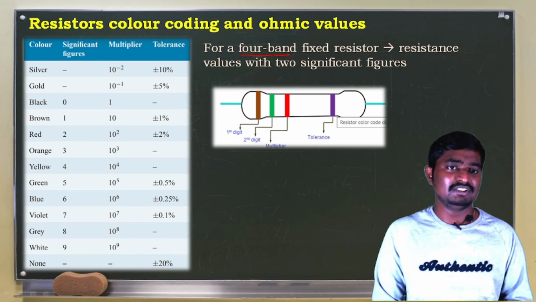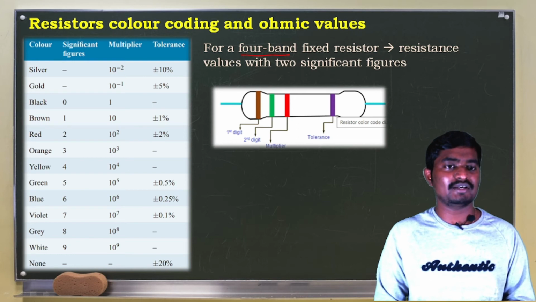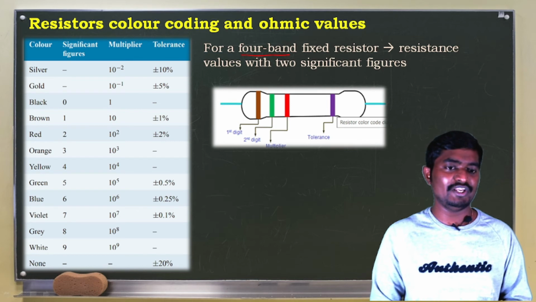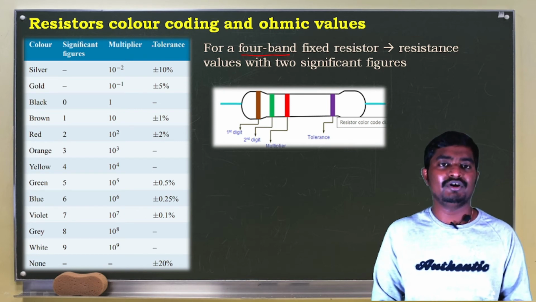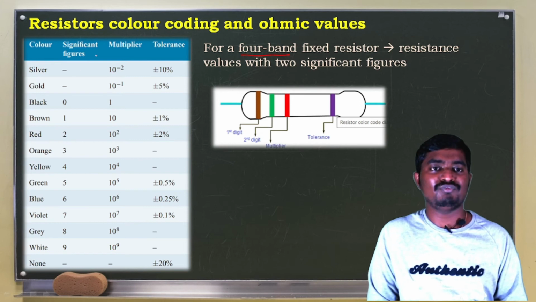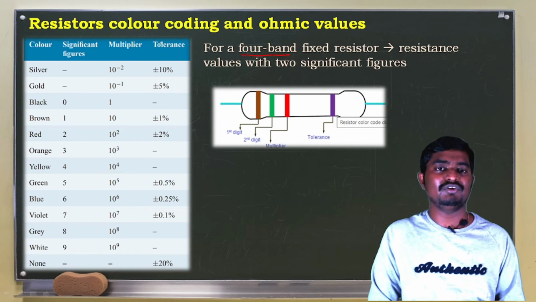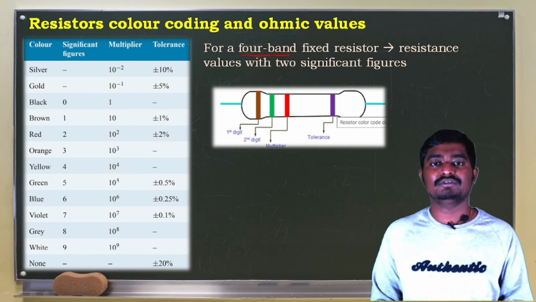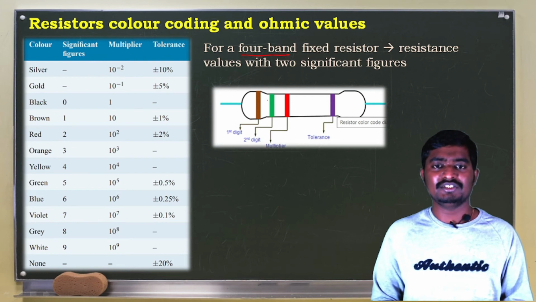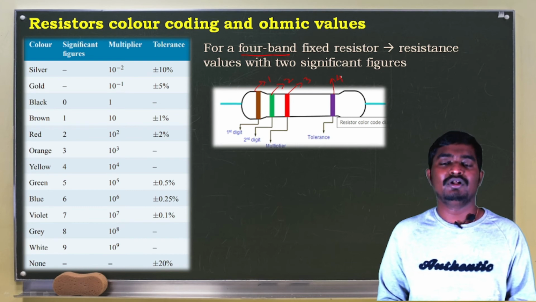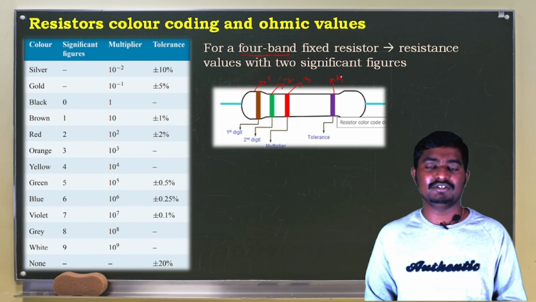These are the colors list: silver, gold, black, brown, red, orange, yellow, green, blue, violet, gray, white, and for these we have to assign some values. One is significant figures, another is multiplier, and another is tolerance. For a 4-band fixed resistor, on the resistor we are seeing 4 bands. This is band number 1, this is band number 2, this is band number 3, and this is band number 4. That's why it is known as a 4-band resistor.